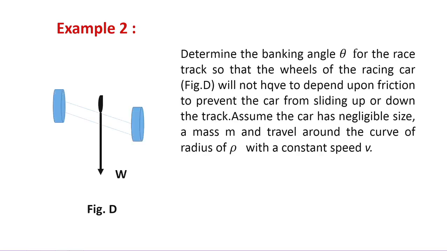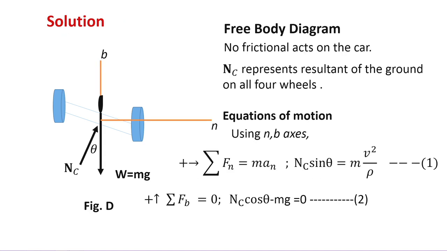Here, for a racing car, determine the banking angle theta for the race track so that the wheels of the racing car will not have to depend upon friction to prevent the car from sliding up or down the track. Assume the car has negligible size, a mass m, and travels around the curve of radius rho with a constant speed v. First of all, let us draw the free body diagram, see figure D.